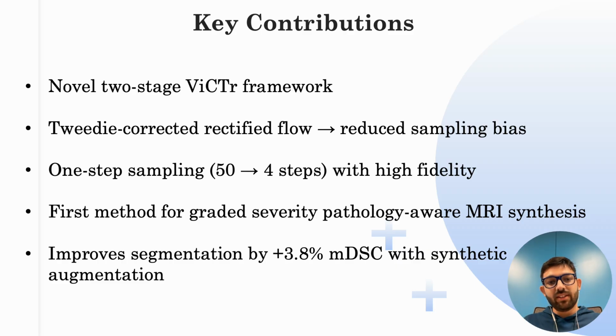To improve the accuracy and realism of our generated images, we incorporate a twice-corrected rectified flow. This technique helps to significantly reduce sampling biases, ensuring that the synthetic data we create is more diverse and accurately represents the real data distribution, particularly for complex pathologies.